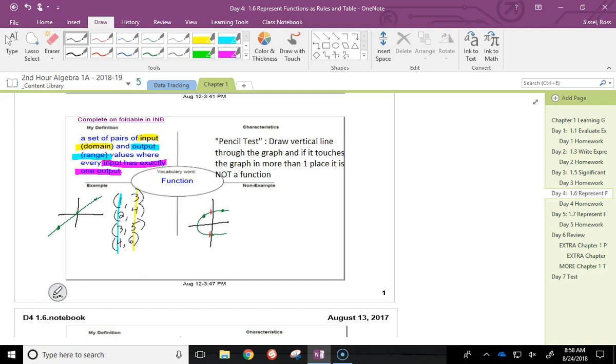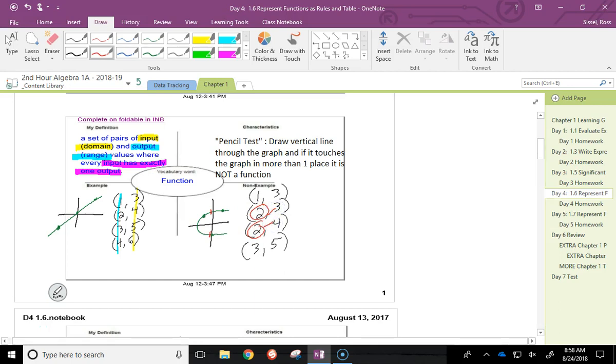The other way we can look at it: right away, if you look at your coordinates and 1 only goes to 3, 2 only goes to one place, that's a function. Let's do the non-example of that. A non-example would look like 1 went to 3, 2 went to 3, 2 went to 4, 3 goes to 5. We see this is not a function because my 2 went to 2 different places.